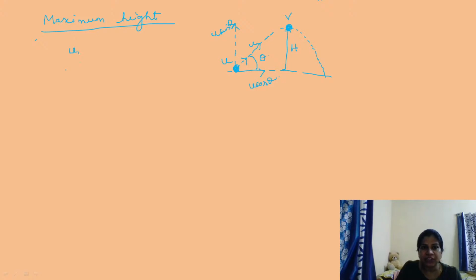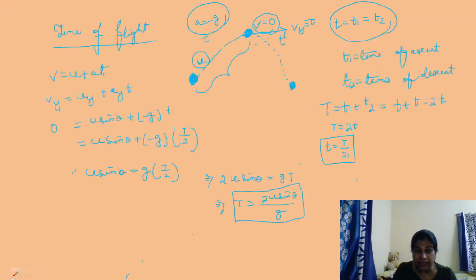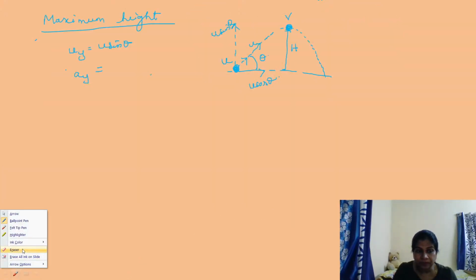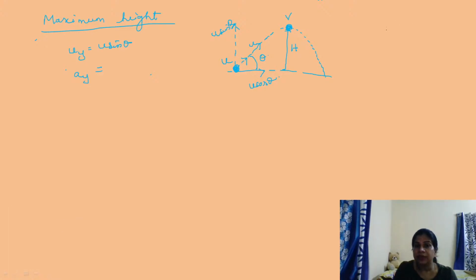So here I can write uy, the component in the y axis, this is u sin theta, and ay is the acceleration against gravity. Here the object was here, and now the object reaches this very maximum height point. Up to this, how much is the acceleration? Minus g, isn't it? So ay is equal to minus g.